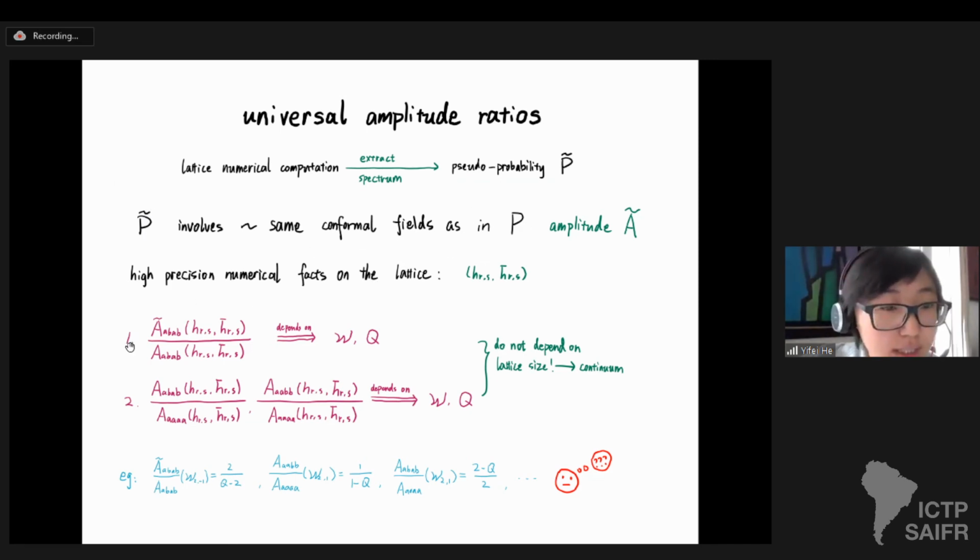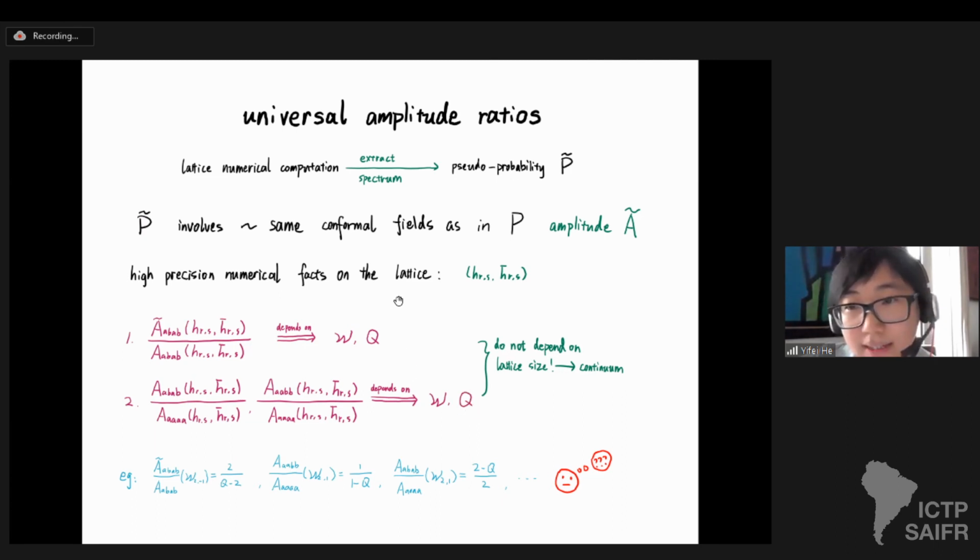quantities. So first, if a conformal field appears both in the Potts probability P and pseudo probability P tilde with the same kind of geometry like ABAB, for example, then the ratio of their amplitudes depends only on which affine Temperley-Lieb module this field belongs to and the parameter Q. And second, if we have a conformal field appearing in different Potts probabilities, then the ratio of their amplitudes depends only on this module W also and the parameter Q.